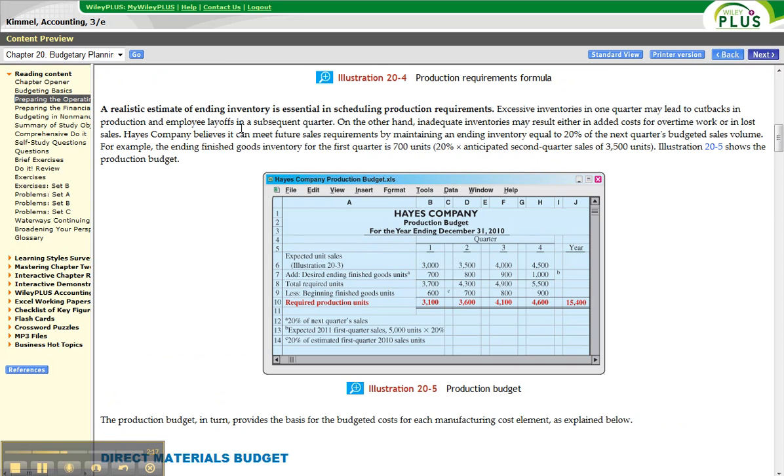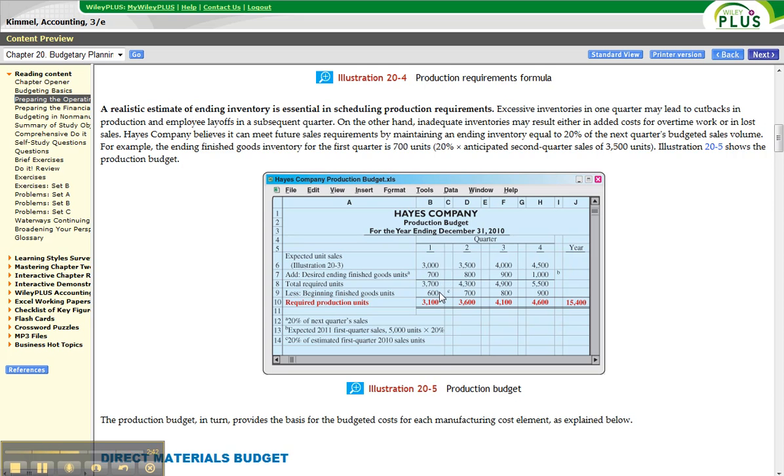Okay, now the only confusing thing about this really is that in this example up here somewhere it says the company wants to maintain ending inventory equal to 20% of the next quarter's budgeted sales volume. So that's how you figure out your ending inventory amount, 20% of the next quarter. So you look at the next quarter's expected sales of 3,500, 20% of that is 700. So that's how you figure out how much extra inventory you want.